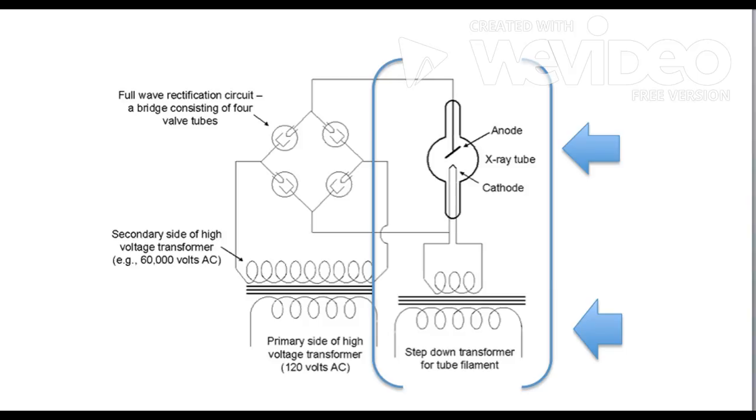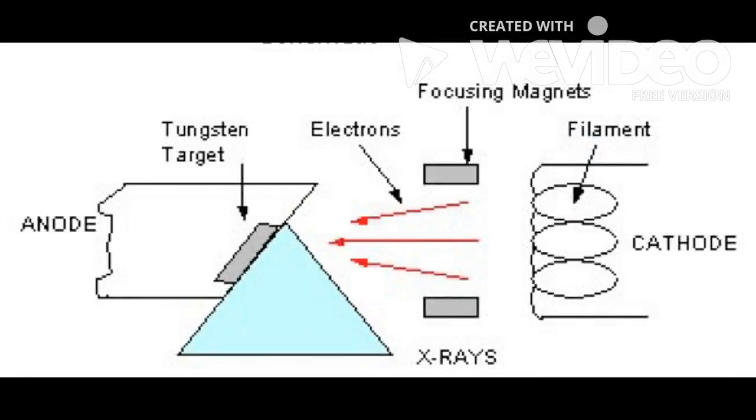A small increase in the filament voltage results in a large increase in tube current, which accelerates high-speed electrons from the very high temperature filament, the negative cathode within a vacuum, towards a positive tungsten target, the anode. This anode rotates to dissipate heat generated. Pushing the exposure button activates the high voltage circuit. Electrons in the cloud are shot across the X-ray tube to the anode.